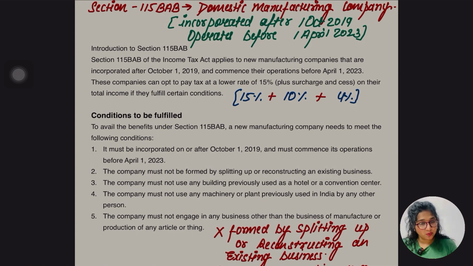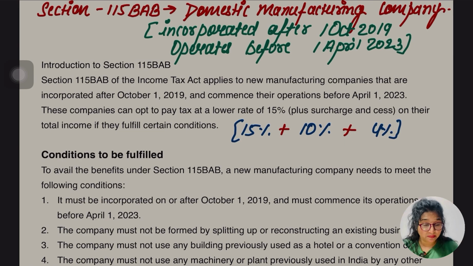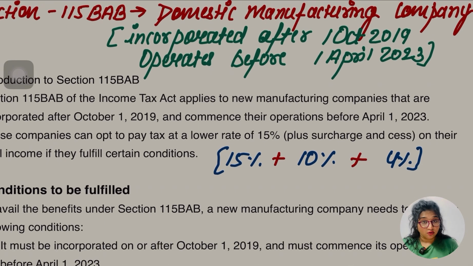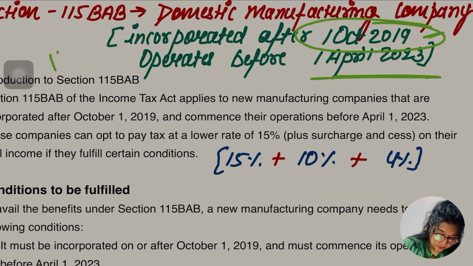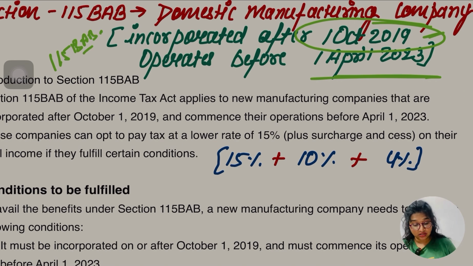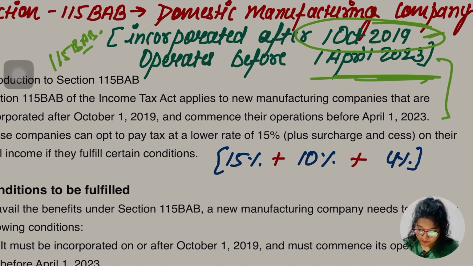In section 115BAB, the company is definitely a domestic manufacturing company, but only those companies which are incorporated after 1st October 2019 and operate before 1st April 2023. Section 115BAB says only those companies incorporated after 1st of October 2019 and which operate before the 1st April 2023, not before and after that. So the rate is going to be 15%, 10% surcharge and 4% cess.